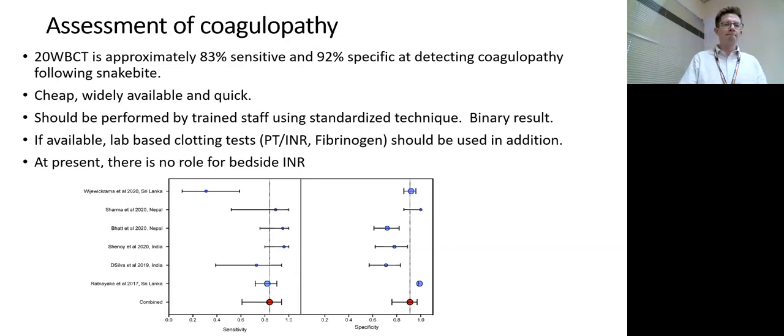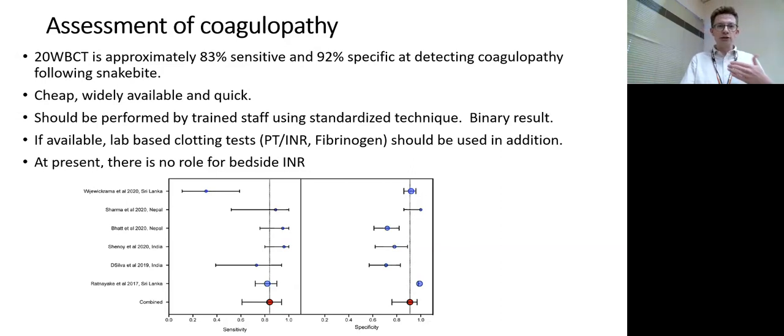The way I see the role of the 20-minute whole blood clotting test may differ from that of the professors in the room, but I would suggest it is incredibly quick. I would do that for all patients on admission, but I would also send it alongside a laboratory-based clotting test, for example an INR and a fibrinogen. The reason for sending both is that there are delays to getting the results for those laboratory clotting tests.